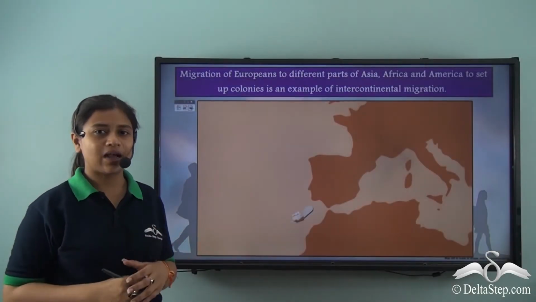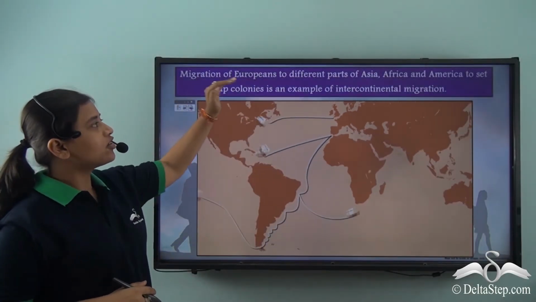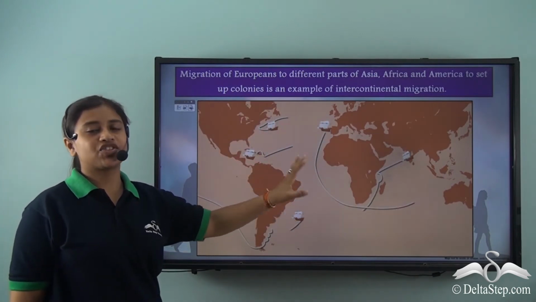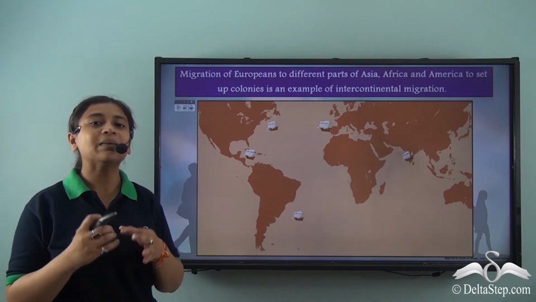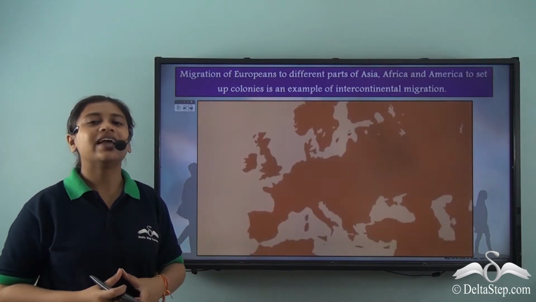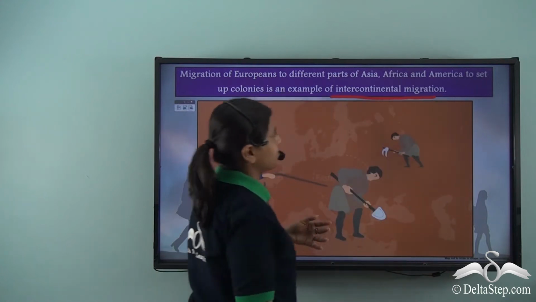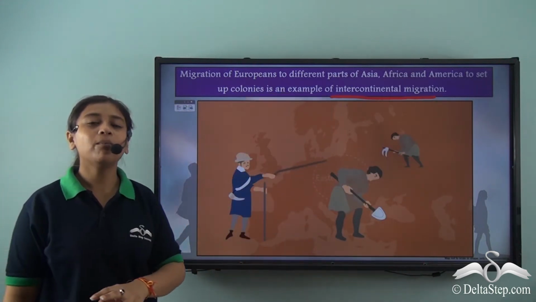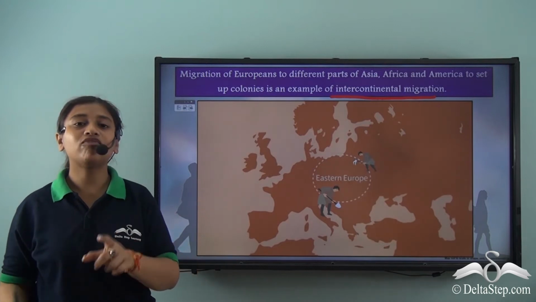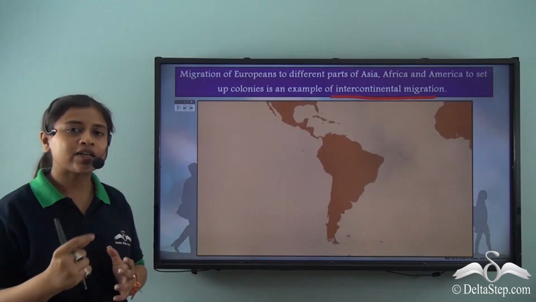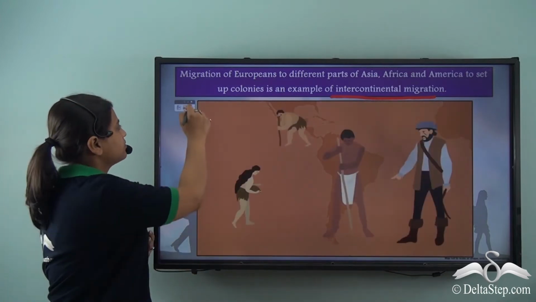So to cite an example, migration of Europeans to different parts of Asia, Africa and Australia in order to set up colonies and settle there is an example of intercontinental migration. That is, they moved from one country to another of two separate continents, right? So this is an example of intercontinental migration.